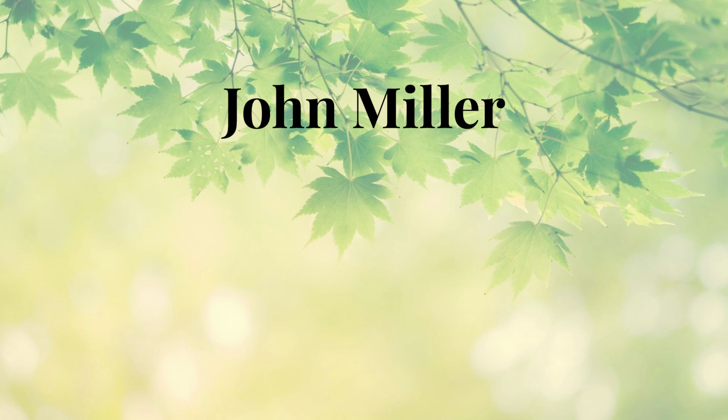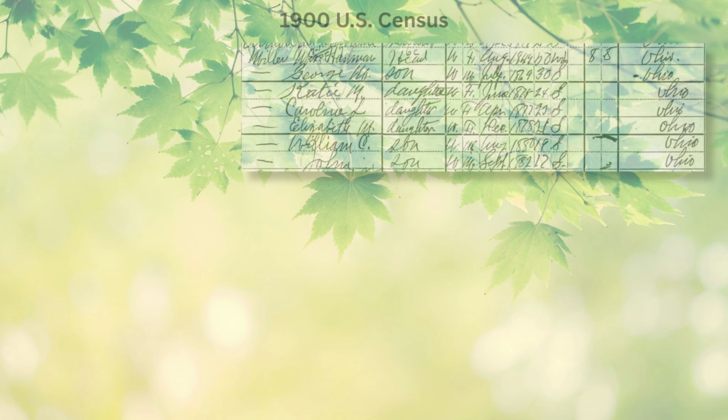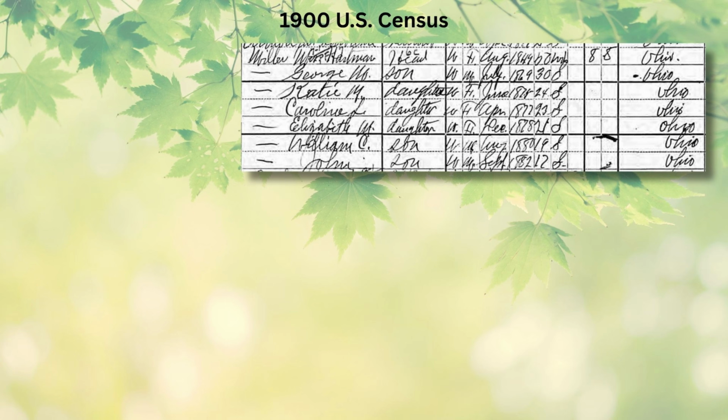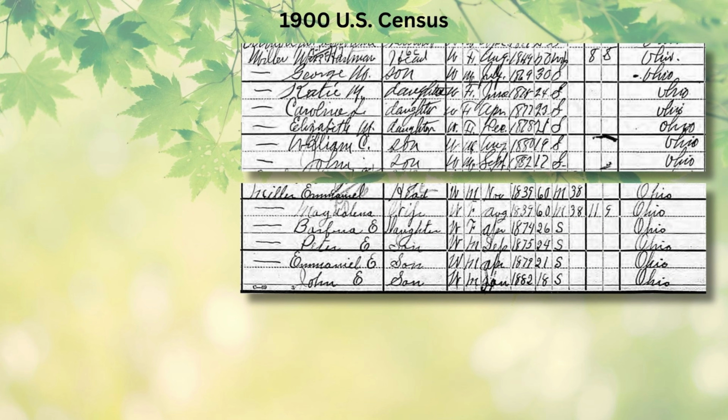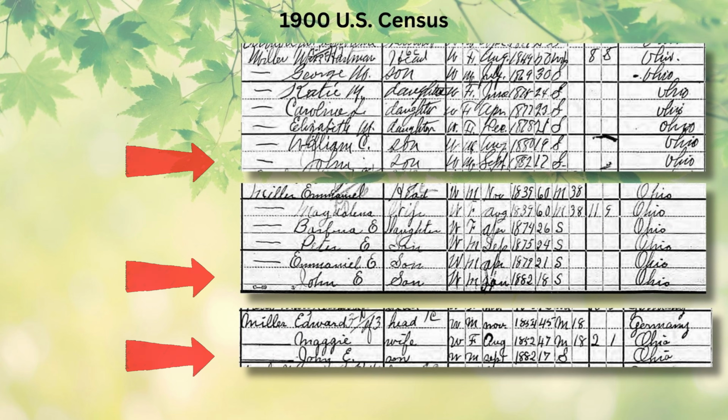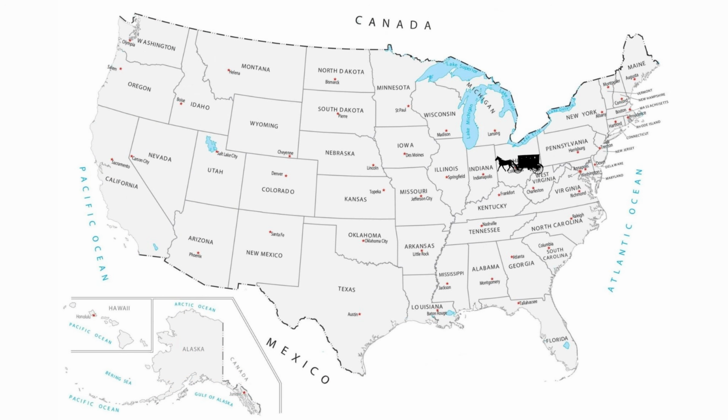Imagine you're researching a man named John Miller. Right away, that's dangerous because it's such a common name. You find a John Miller born in Ohio in 1882, and everything seems to fit your ancestor perfectly. But after digging deeper, you discover there were actually 3 different John Millers born in Ohio around that same time. One stayed in Ohio, one moved to Indiana, and one moved to Iowa.